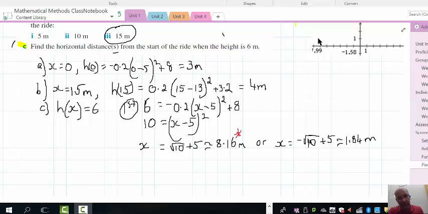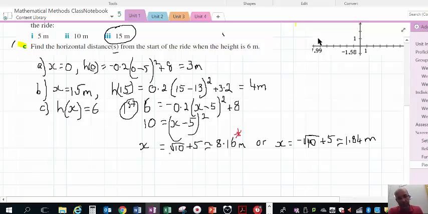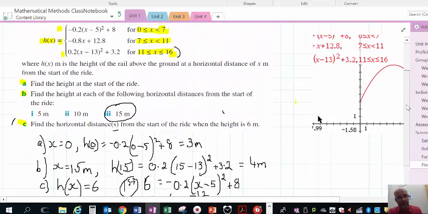Now if you take the square root, you get 2 numbers, a positive and a negative. So you can see there are 2 answers there. They'll both give you answers if you approximate them. Root 10 plus 5 is about 8.16. Negative root 10 plus 5 is about 1.84 if you round it.